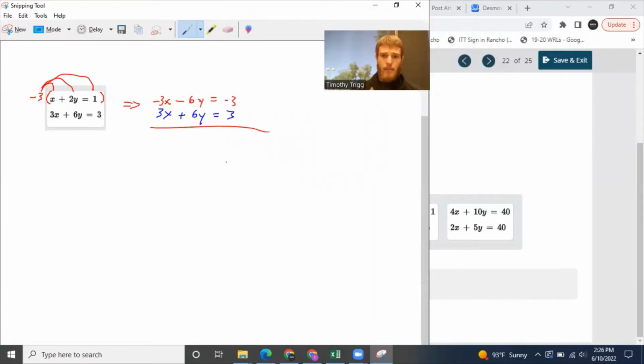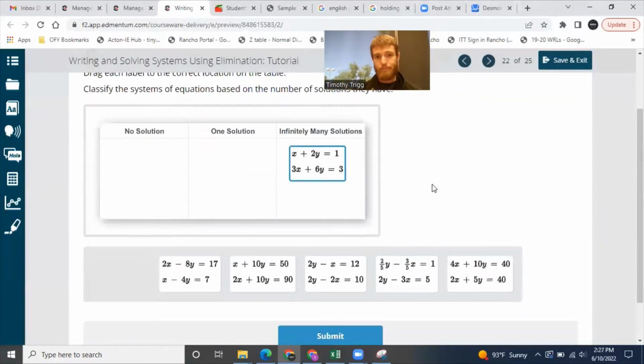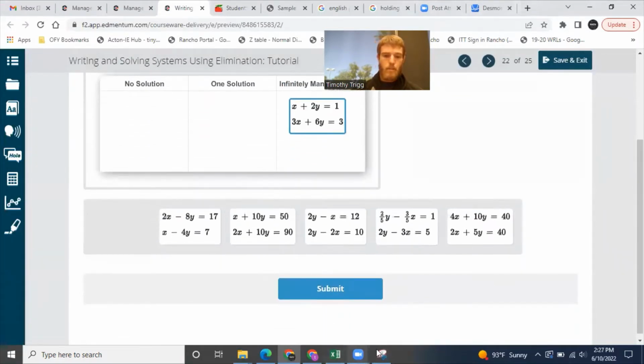Now, what happens when I add these equations together? Well, you can see that my x's cancel, but my y's cancel also. I have 0 over here, don't I? -3 and +3, well, that also cancels. That gives me 0 as well. Okay, 0 equals 0. That implies that there's infinite solutions because 0 always equals 0. All right, let's go ahead and try the next one.